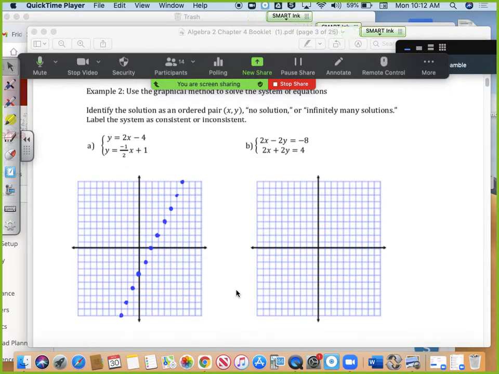I'm going to change my color, and I'm going to do the next line. My next line starts at positive 1 on the y-intercept, and the slope is negative 1/2, which means I will go down 1 over 2, down 1 over 2. I can already see where this point of intersection is.